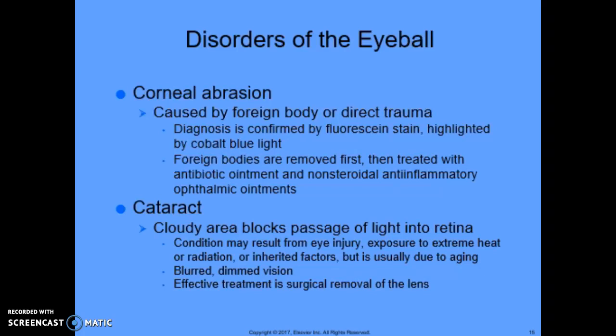Some symptoms of corneal abrasions include pain, inflammation, tearing, and photophobia. And most cataracts develop slowly and progressively as a result of the natural aging deterioration of the lens of the eye and typically occur after age 60.